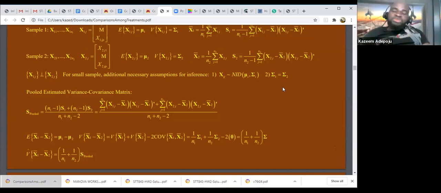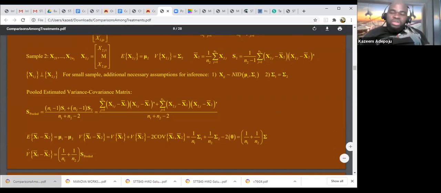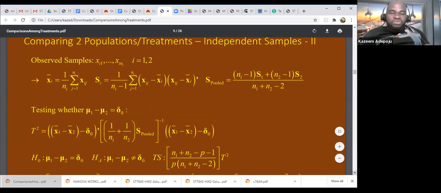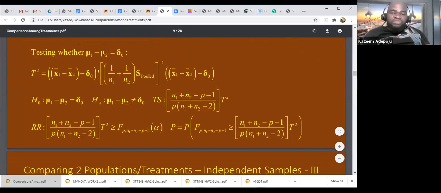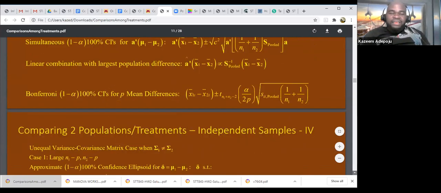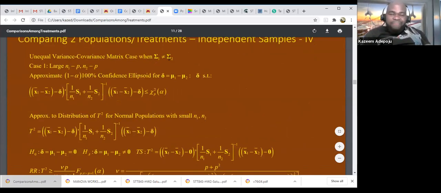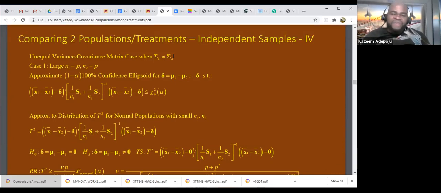If the assumption is that the two variance-covariances are the same, then if you want to test for the equality of means, this is what we're going to be doing. But in a situation where the variance-covariances of the two populations are not the same, then what I'm going to do is a different formula if I want to test for the equality of means.